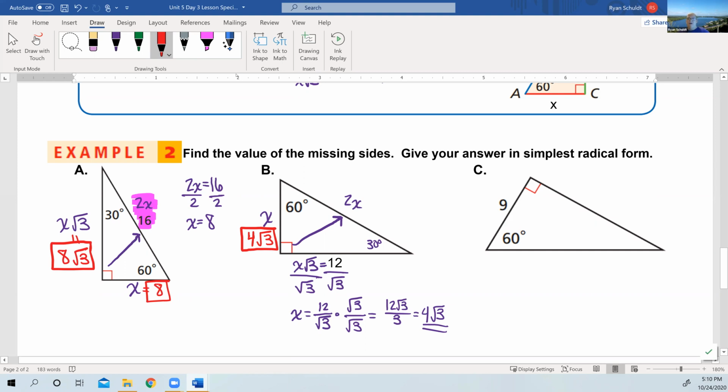Now, let's look at this long side. I have 2 times x. So 2 times 4 square roots of 3. What's 2 times 4? 8. And then my square root of 3 just tags along. There's that side, and I'm done.